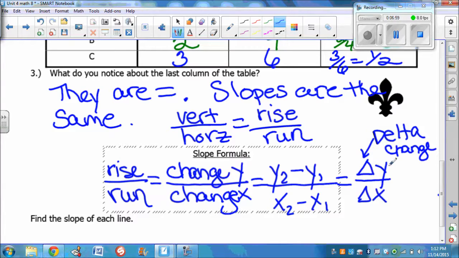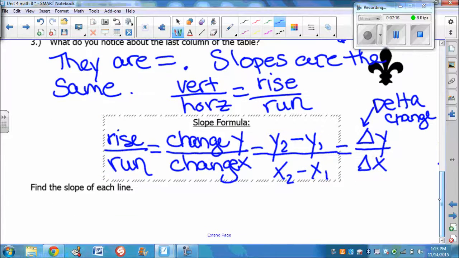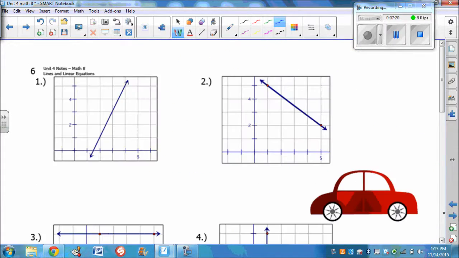Okay, so the change in the y values divided by the change in the x values. These are all ways to calculate, to remember, to figure out slope. And we'll talk about all of these as we go through this chapter. So we're going to find the slope of each line in our examples here. We've got some graphs.